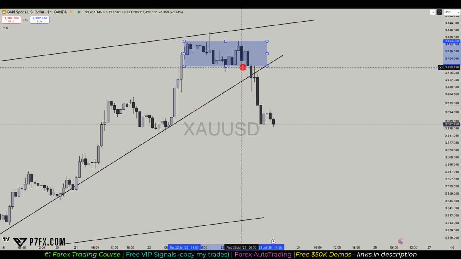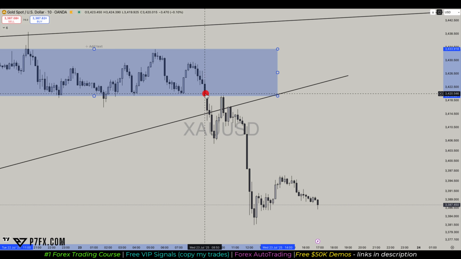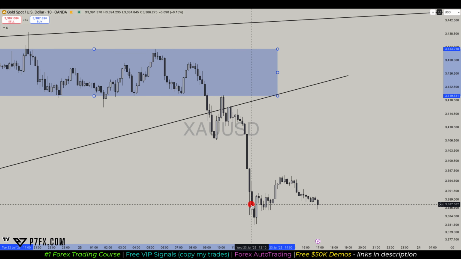It broke through our support, broke below our ascending trend line, and if we come down to a smaller time frame, we can see that it even retested, right? It broke through, retested what was support here, now serving as resistance, failed to close back in, and as a result, push price even further.